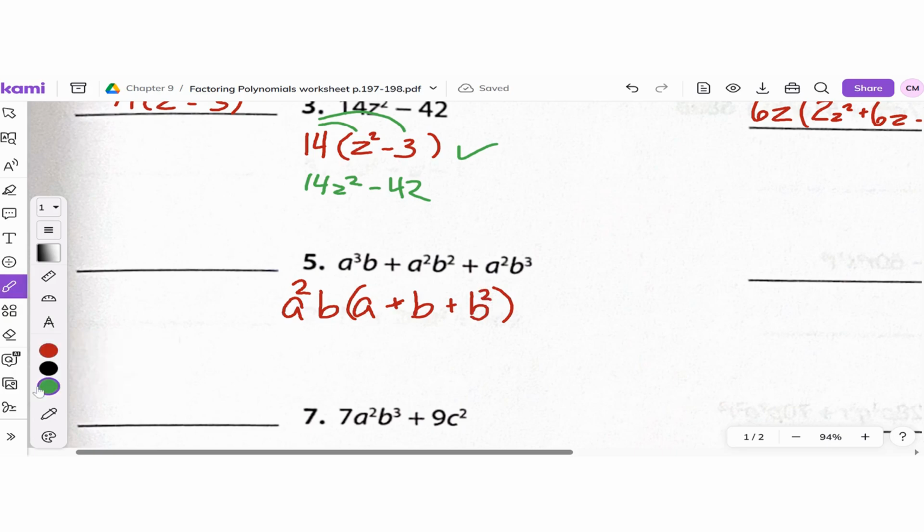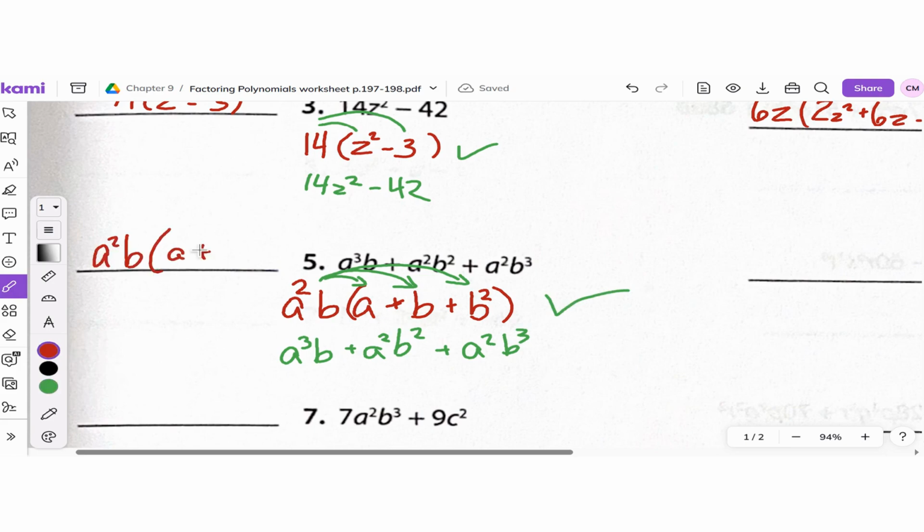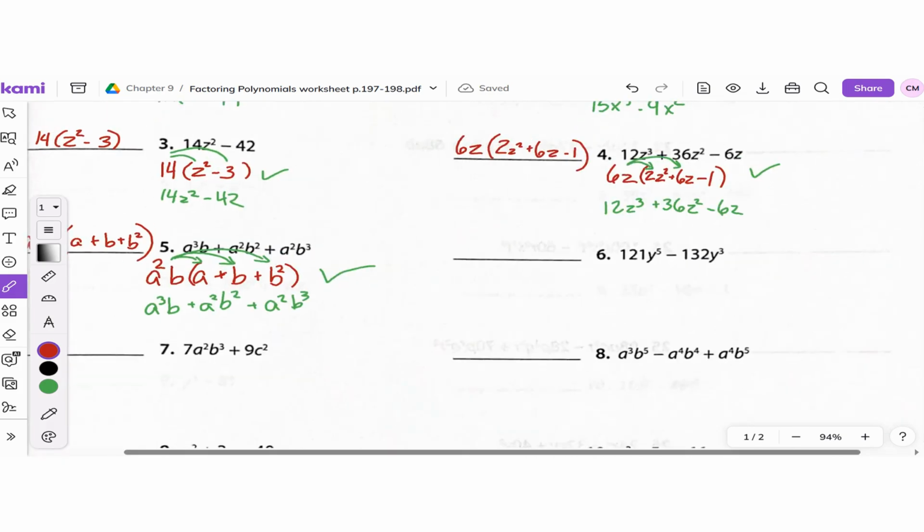Checking our answer, we multiply, and that gives us, and we multiply here, that gives us a squared b squared, and we multiply this one, and that gives us a squared b to the third. So it matches, which means our answer is correct. And that's our answer.